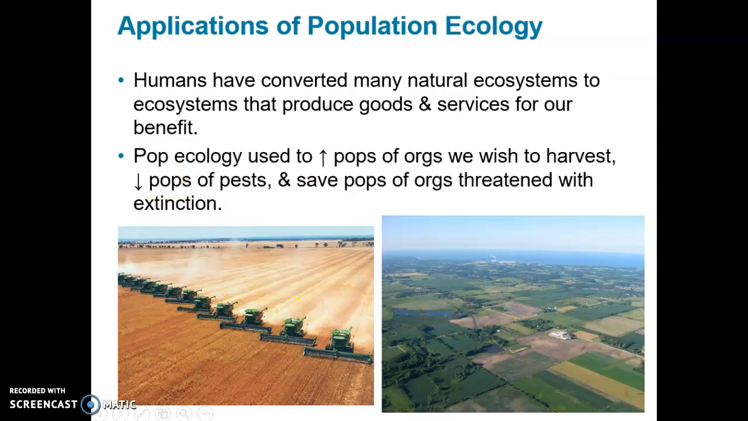So, knowledge of population ecology is used to increase populations of organisms we wish to harvest. Think of corn or soybeans, apples, whatever it might happen to be, and to decrease populations of pests, hopefully through natural strategies as opposed to just, say, pesticide, but we'll talk about that. But also to save populations of organisms that might be threatened by extinction, usually due to habitat destruction or alteration by human activity.